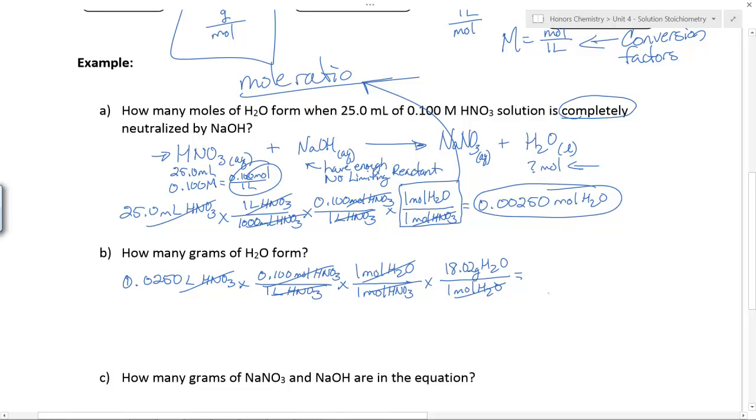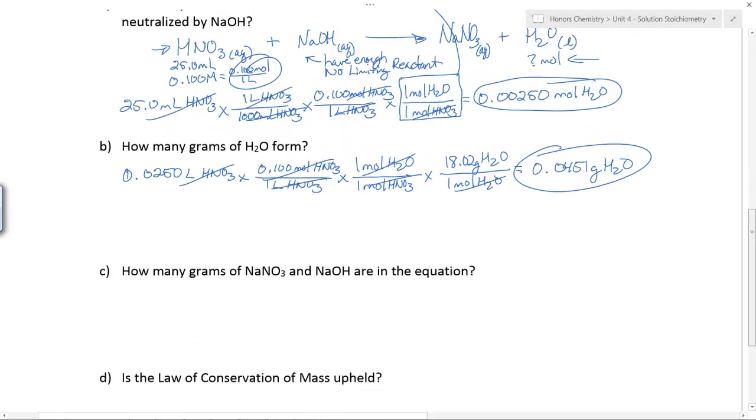So now it's just a matter of plugging and chugging it through. And the answer comes out to be 0.0451 grams of H2O. So that's pretty much it in terms of stoichiometry for solutions.